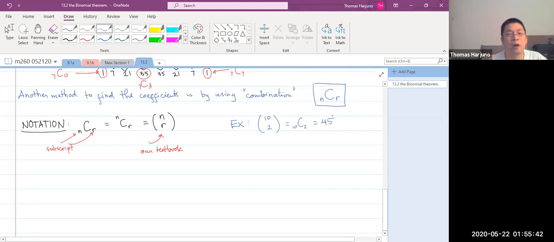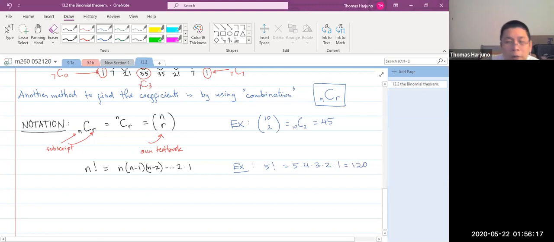Okay, now another notation thingy, n factorial. N factorial actually means n times n minus 1 times n minus 2 all the way down to 2 times 1. So for example, let's say 5 factorial. It means 5 times 4 times 3 times 2 times 1. That's 120.